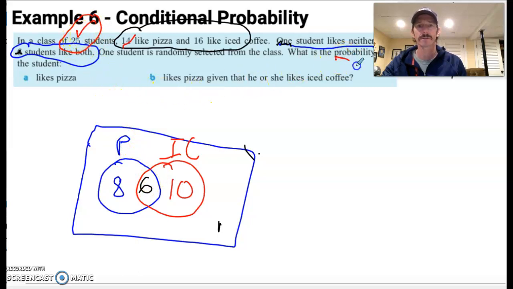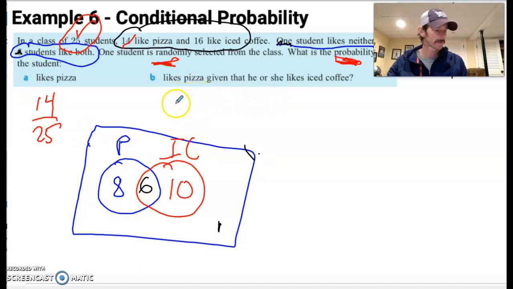Now, again, I'm asking a probability. I'm not asking how many there are. If I randomly select a student from this group, and that random is pretty important, we talked about that already, that they like pizza. I know there's 25 kids, and the number that like pizza are right here. All of those like pizza, so that includes both of them. So that would be 14 out of 25.